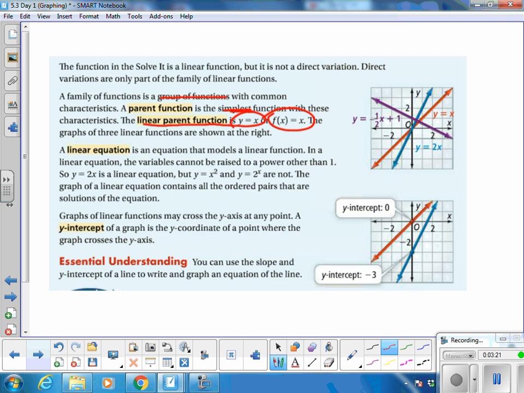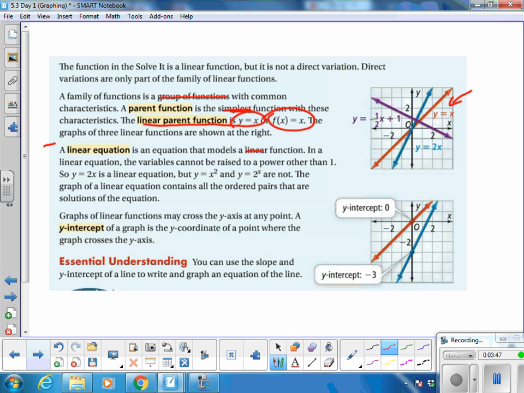The parent function is the simplest function, so that one right there is probably the parent one, the main one, and the linear parent function is also that one because it's not just the parent function, but it's the linear one. It indeed creates a line. A linear equation is an equation that models a linear function, creating a line, a nice consistent amount. In a linear equation, the variables cannot be raised to a power other than 1.